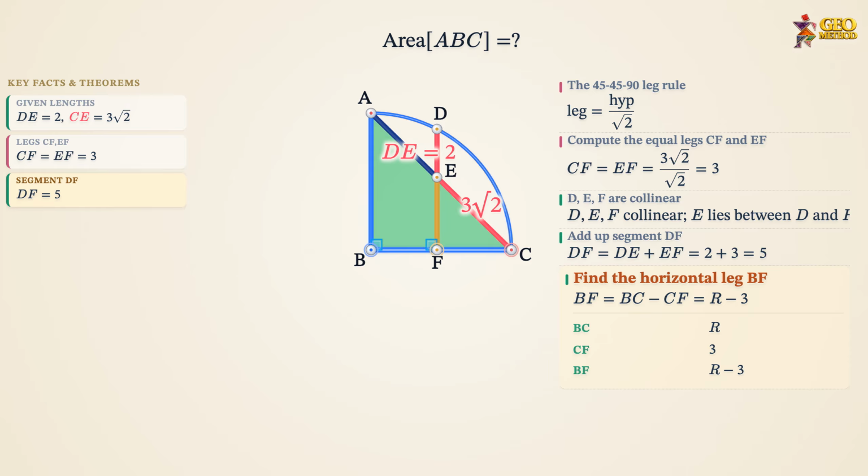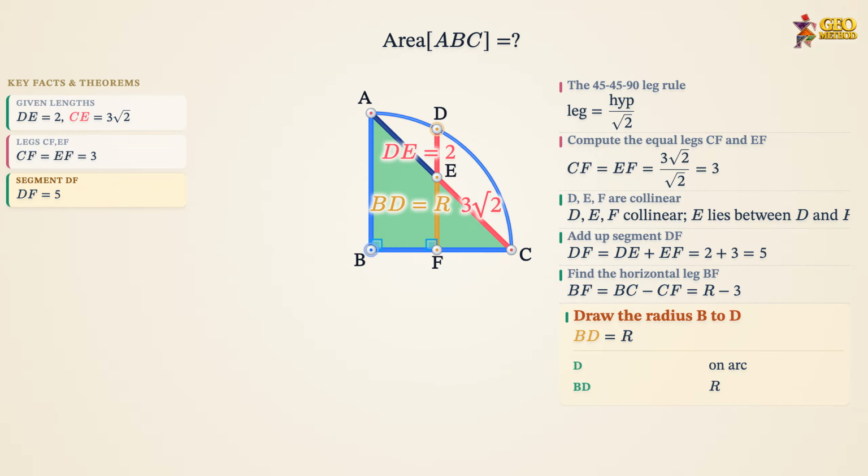The full horizontal side runs from B rightward to C with length R. The foot F sits 3 to the left of C, since segment CF is 3, so the left-hand piece, segment BF, is R minus 3. That is the second leg, and it still carries the unknown R.